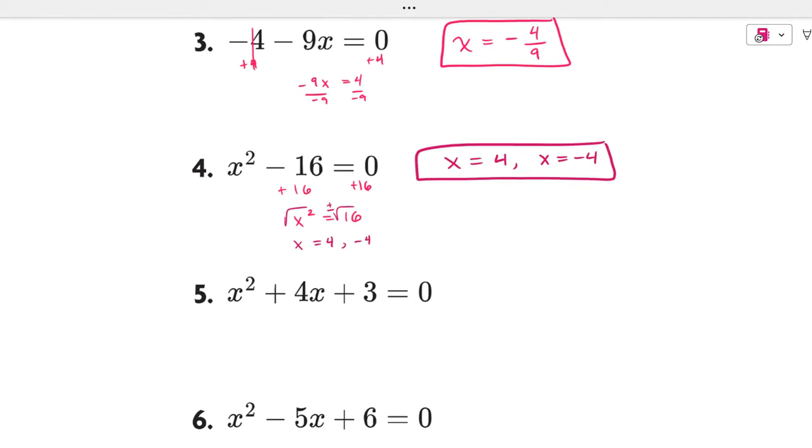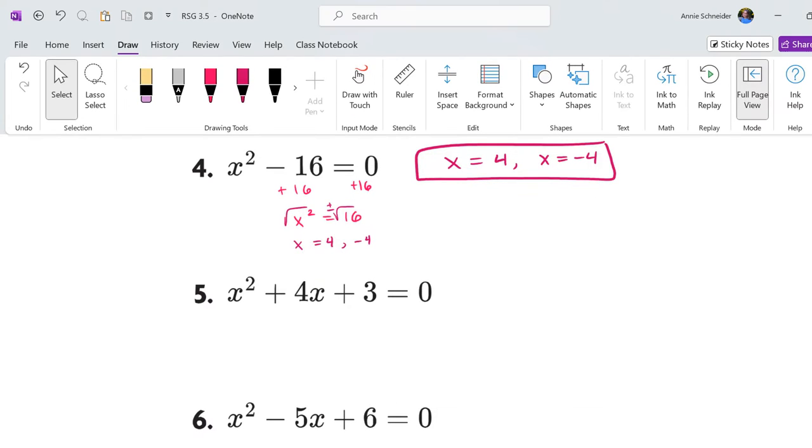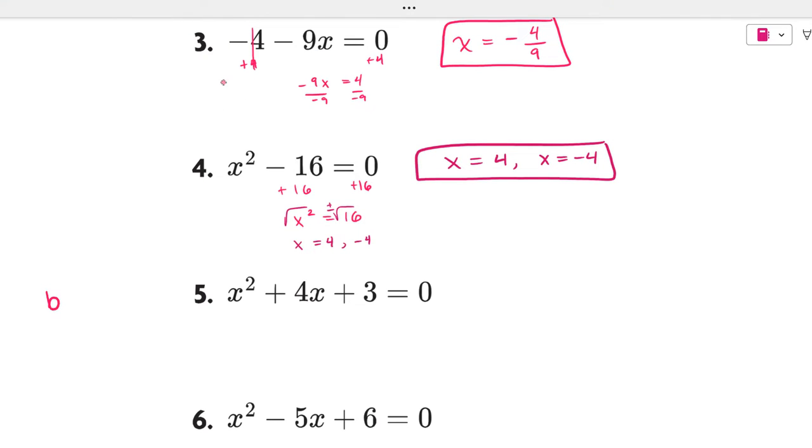Okay. For this one, x squared plus 4x plus 3, we can try to factor, or we can try the quadratic formula. I always like to test our discriminant, b squared minus 4ac. That's going to tell us if it's factorable. So our a is 1, our b is 4, and our c is 3. So b squared would be 4 squared minus 4 times 1 times 3.